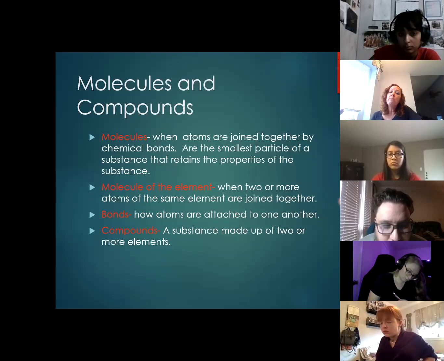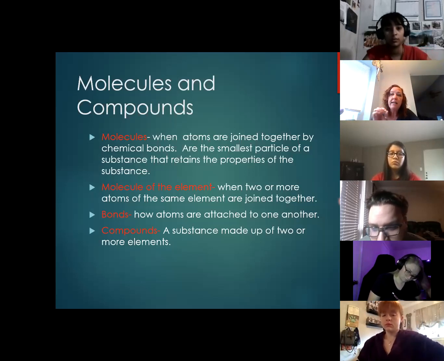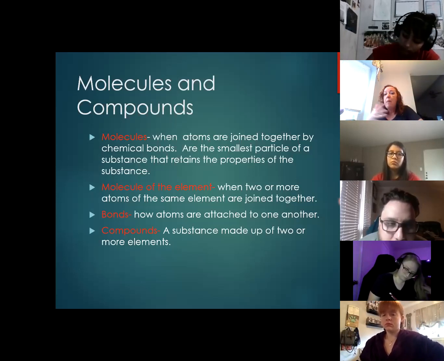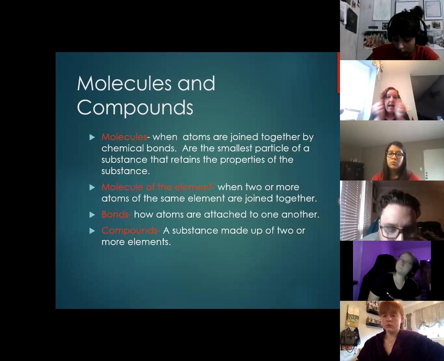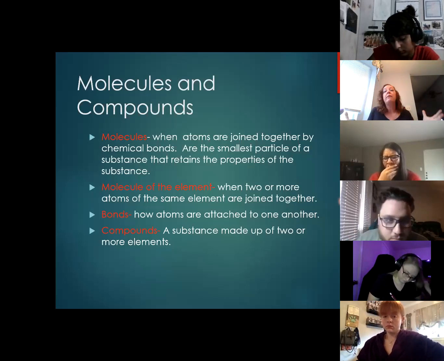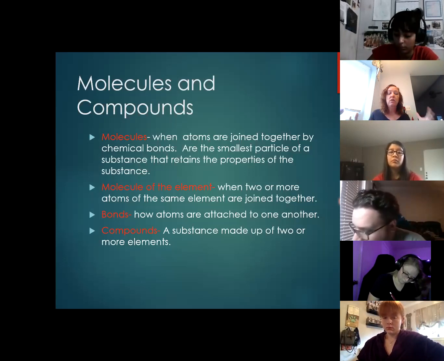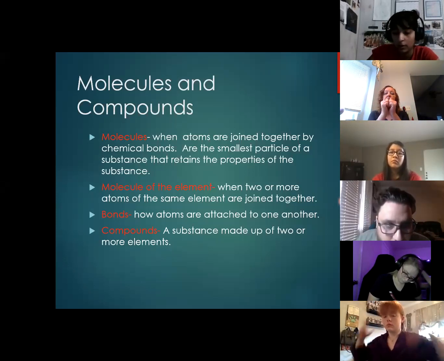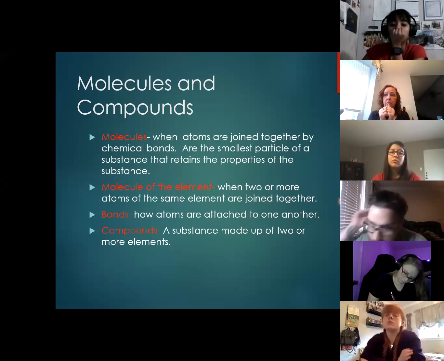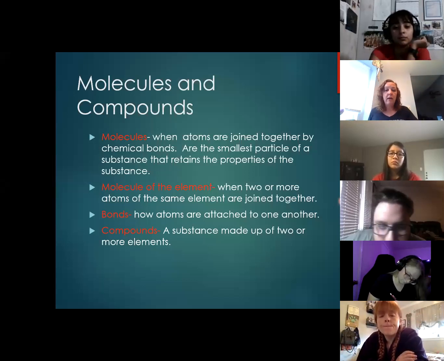Now, when I have 2 or more atoms from the same element bonded together, that is called a molecule of the element. So a molecule just simply is atoms bonded together. And now we're doing definitions letting us know what atoms. Are they the same element? Are they different elements? And so a molecule of the element is just going to be 2 atoms of the same element bonded together to make a molecule. Bonds are how these atoms attach to one another.